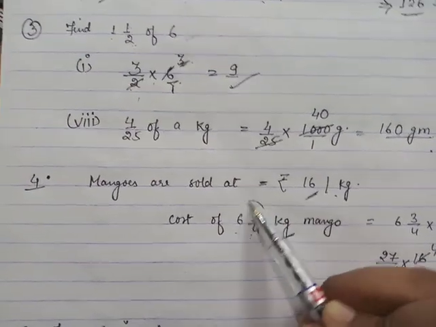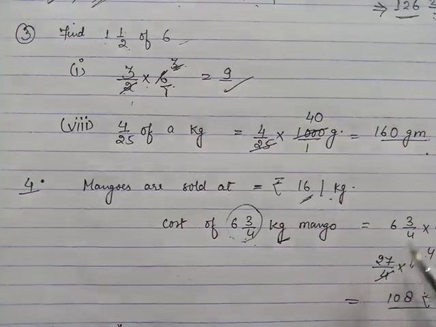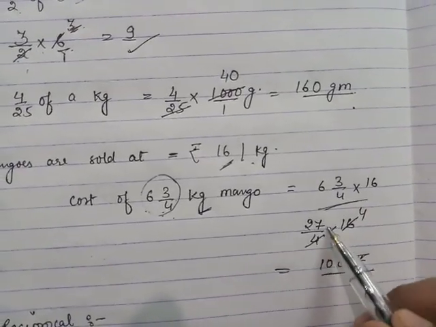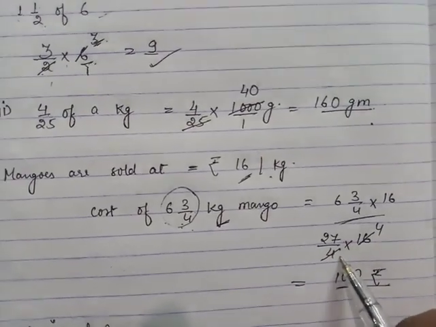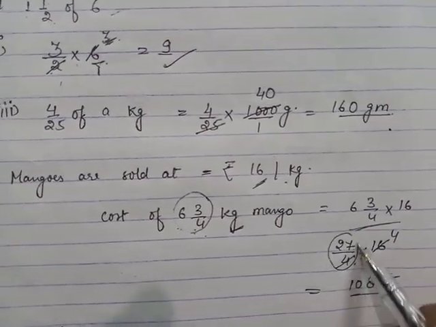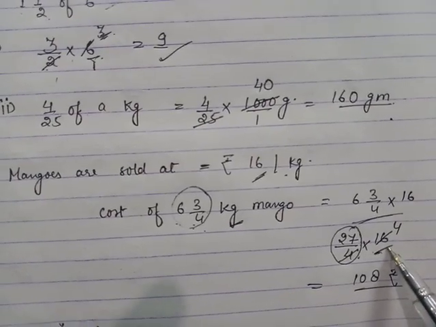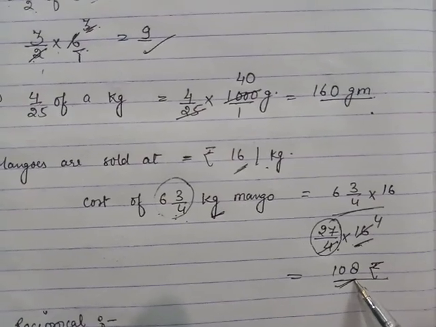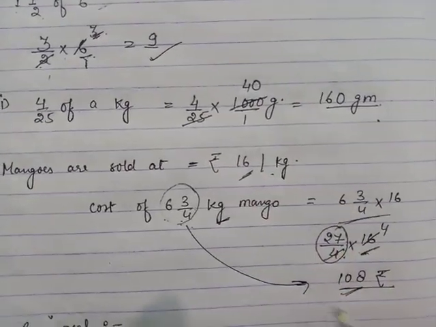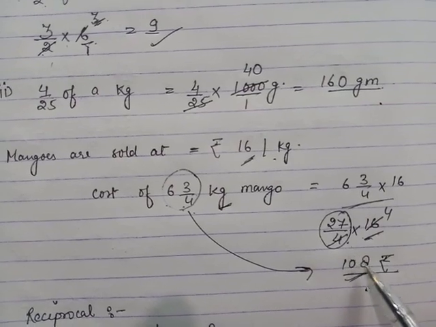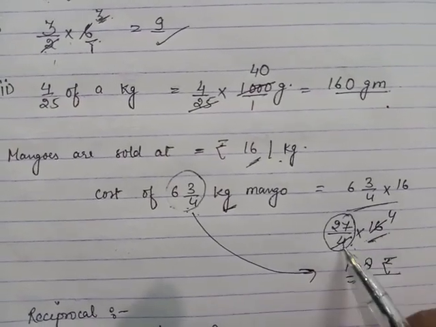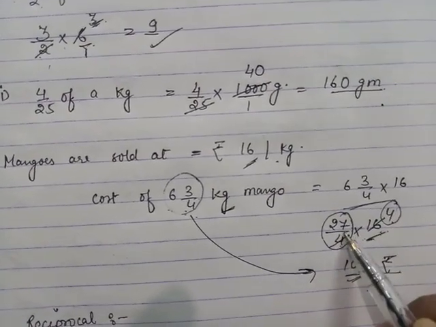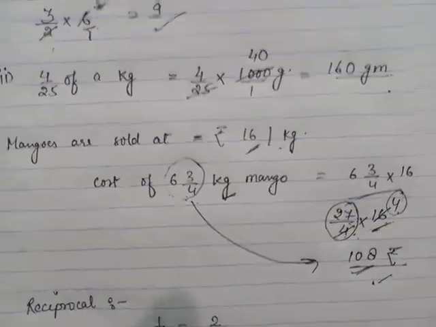First of all, we will convert this into an improper fraction. When this is converted, our value will be 27 by 4, and when we multiply the kg by the cost of 1 kg, we will get the total cost of this mango. So we can calculate here: 27 by 4 multiplied by 16, 4 cuts the 16 and gives the value 4. When 4 is multiplied by 27, it gives 108.